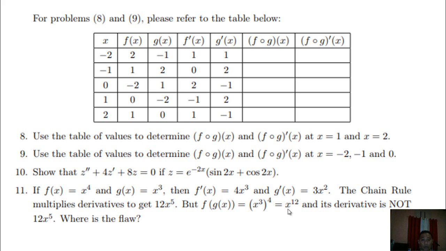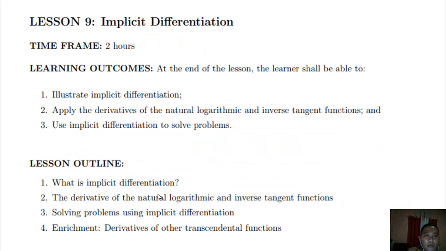Hindi talaga sila mag-equal. It's because iba yung product sa number, sa product ng derivative. The product of the derivative is not equal to the derivative of the product of the function itself. It must be copy derivative plus derivative copy. Hindi siya derivative times derivative. That's it. Now we proceed to implicit differentiation.